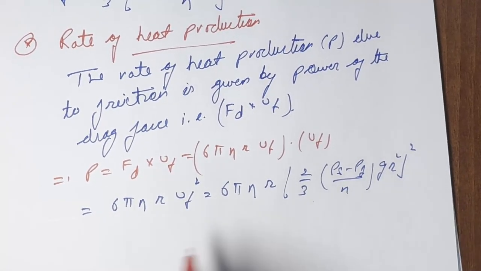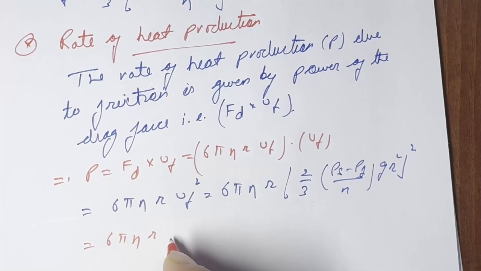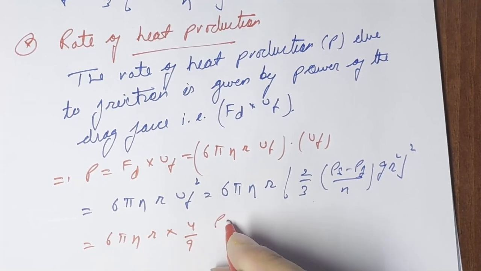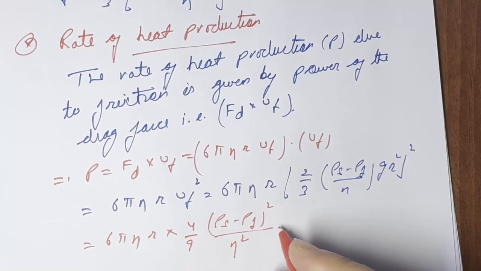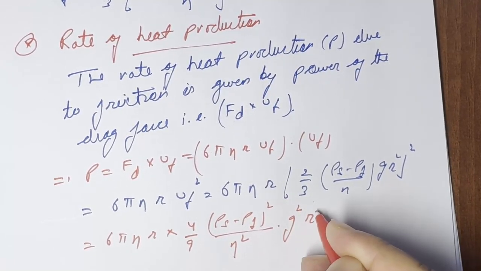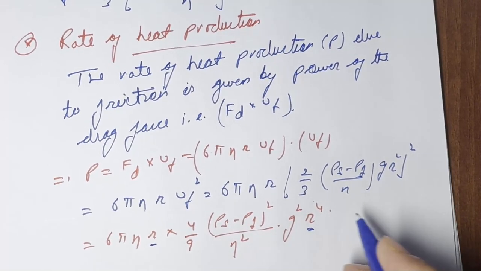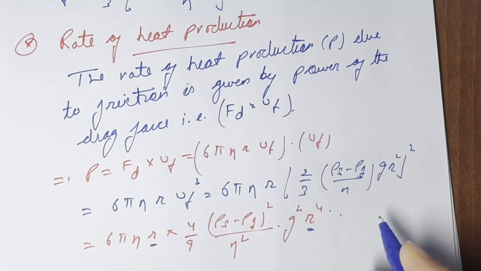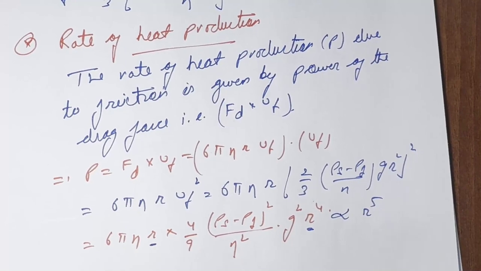So we just open this entire square. We get 6 pi nu r multiplied by 4 by 9, rho s minus rho f whole square divided by nu square, g square, and this becomes r to the power 4. We are not interested in other things other than the radius. So we have r here and r in this, so this we can write in terms of only r as r to the power 5. Rest of the parameters don't matter here.